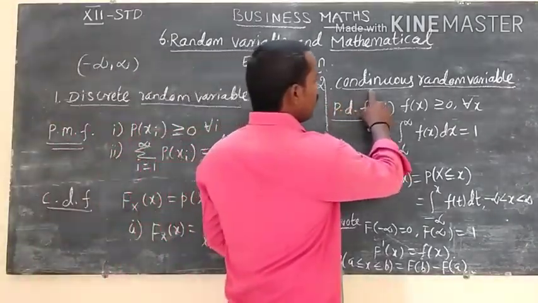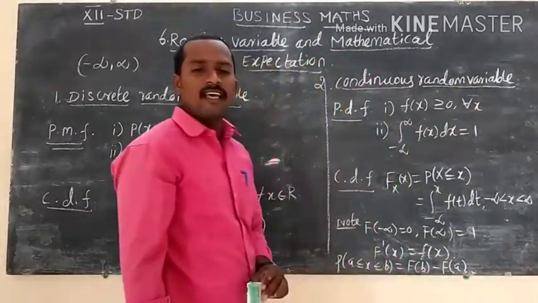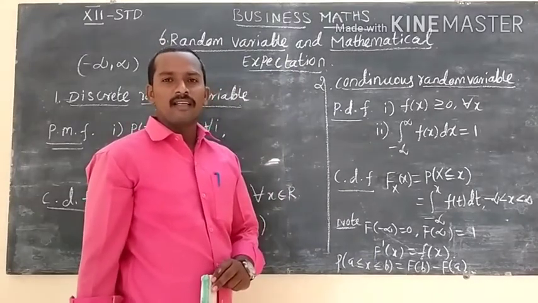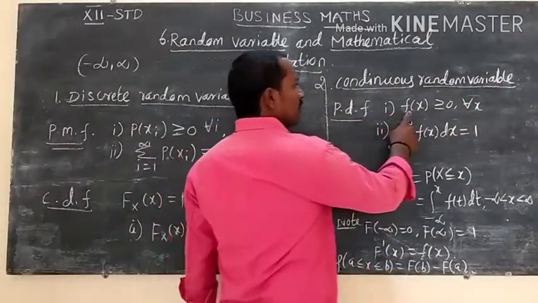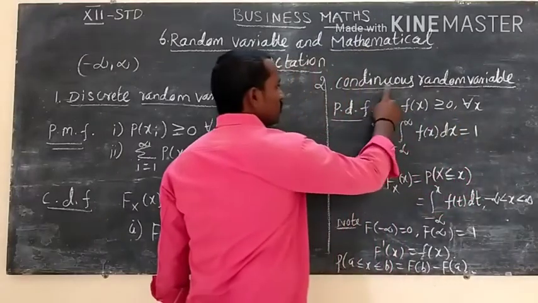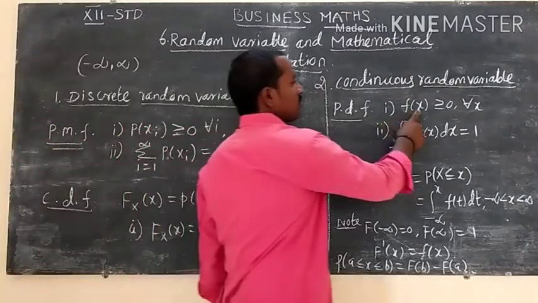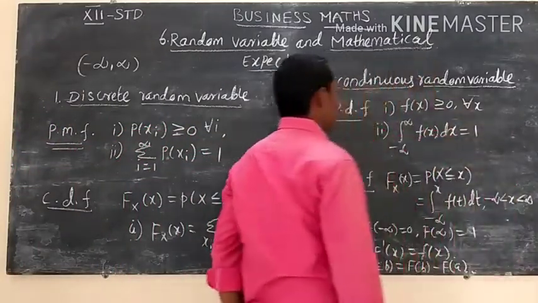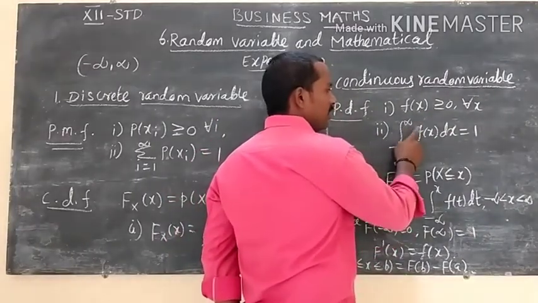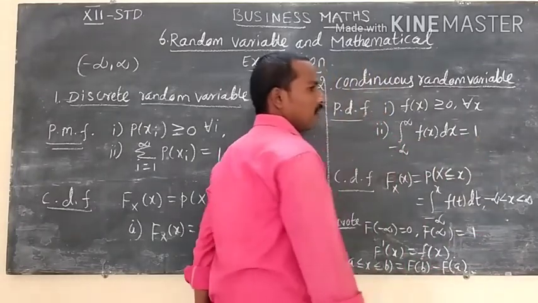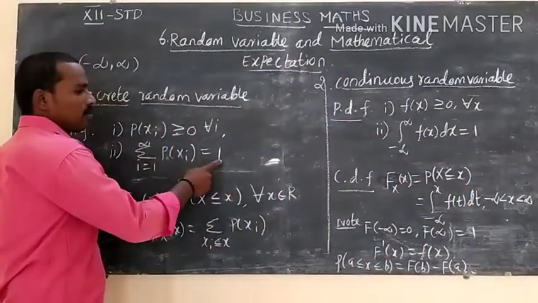Then the second one, continuous random variable. The definition: X is a random variable which takes on any value in an interval, called a continuous random variable. For the probability density function, f of x is greater than or equal to 0. The continuous random variable uses f of x, and the discrete random variable uses P of x. The f of x is greater than or equal to 0 for all x. Then the second condition: integral from minus infinity to plus infinity of f of x dx equal to 1. The total integral value is equal to 1.